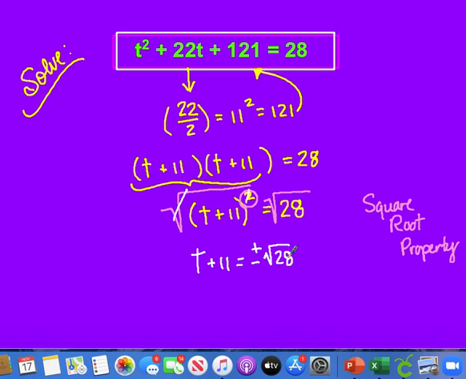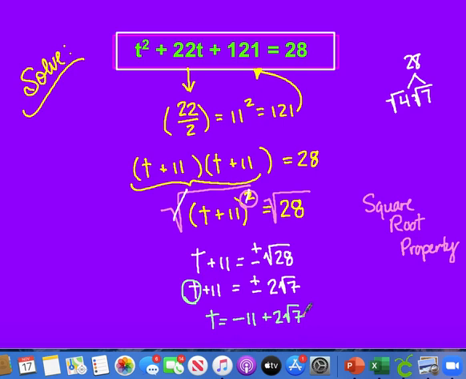Now, I know that there's a perfect square in 28. I'm going to come over here and factor that perfect square out. So when I square root, I can make this positive or negative 2 square roots of 7 is equal to t plus 11. Now once all of those squares are gone, I'm okay to isolate this t and finish this problem. I'm going to take that 11 to the other side. That's going to give me negative 11 plus 2 square roots of 7, but it's also going to give me negative 11 minus 2 square roots of 7.